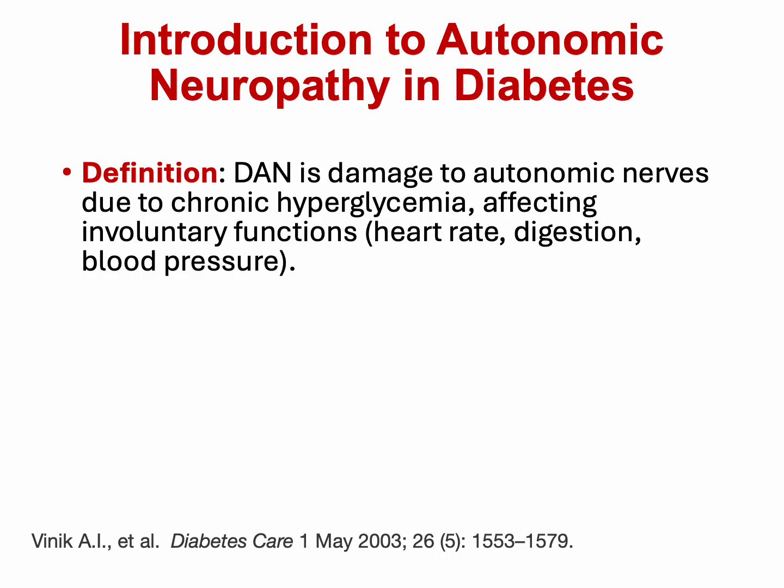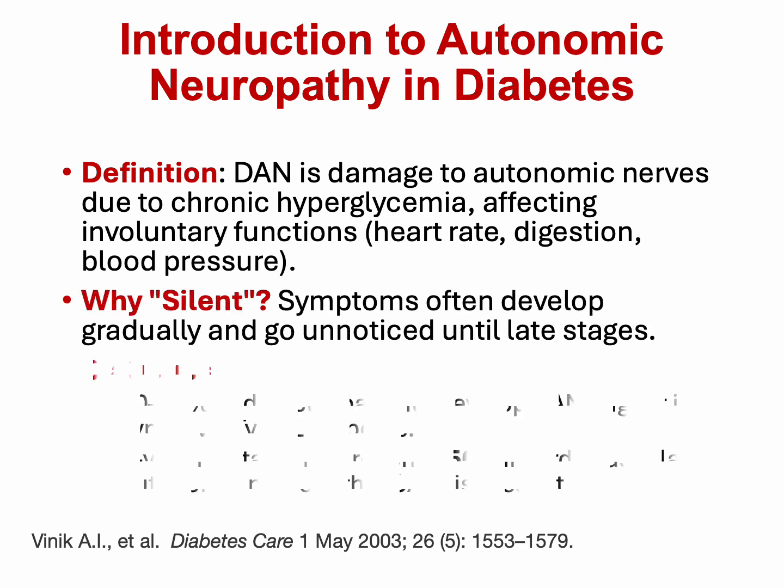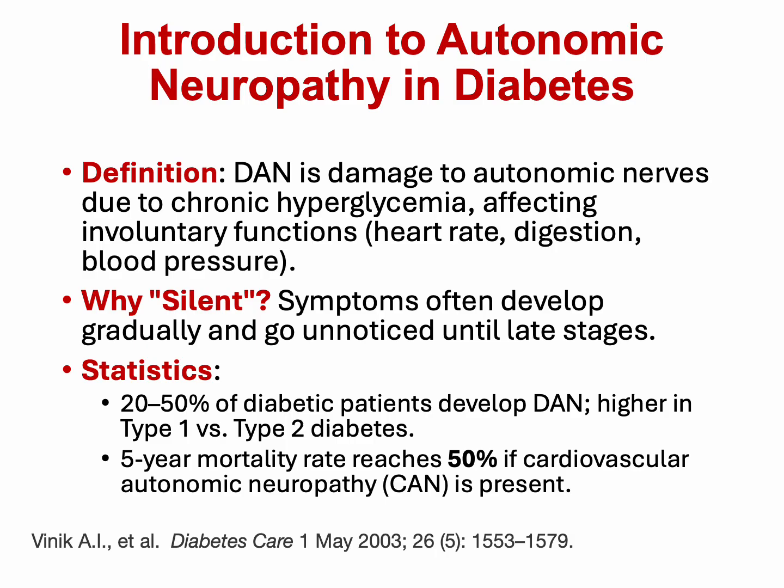Okay, so diabetic autonomic neuropathy is nerve damage from prolonged high blood sugar, or hyperglycemia, that disrupts autonomic function like heart rate, digestion, and blood pressure. It's called silent because symptoms often go unnoticed until late stages. It affects 20 to 50% of diabetics, more commonly in type 1, and when cardiovascular involvement is present, 5-year mortality can reach up to 50%.